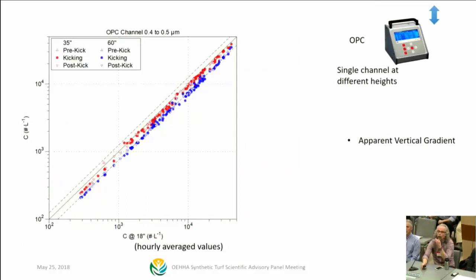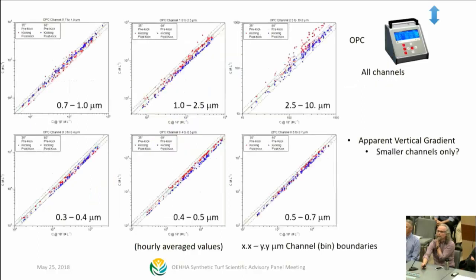Taking that same one-to-one approach, I've done an hourly averaging on the numbers. For that same particle size bin, the 0.4 to 0.5 micron, at 60 inches up they're approximately 25% lower than they were at 18 inches. If I look at all the size bins from that same instrument, we see that behavior on the smaller channels, but not as much on the larger channels.